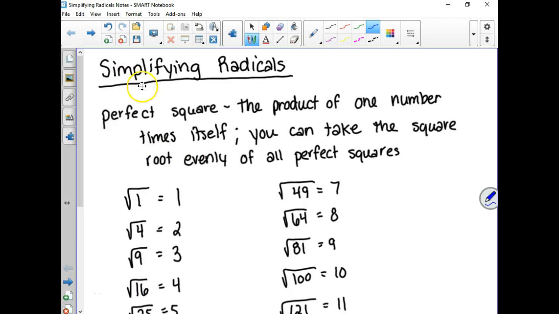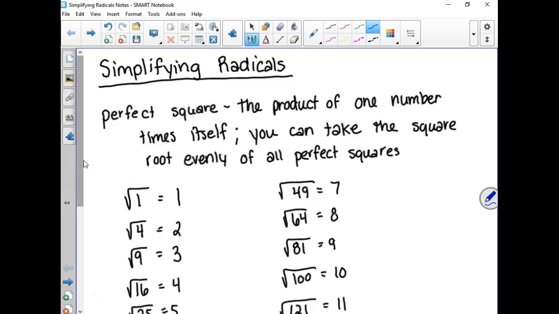In this section of notes, we're going to talk about simplifying radicals. In order to be able to simplify radicals, we have to know what a perfect square is. A perfect square is the product of one number times itself. You can take the square root evenly of all perfect squares.